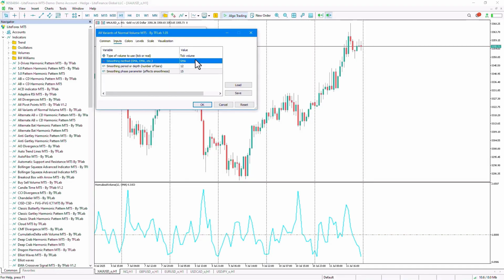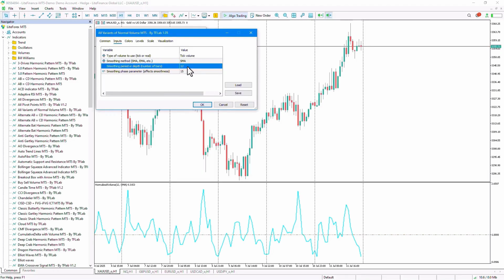In the next section, we can select the moving average method. There are various types of averaging methods available here, including SMA, EMA, SMMA, LWMA, and others. We can choose how the averaging is calculated from these options.